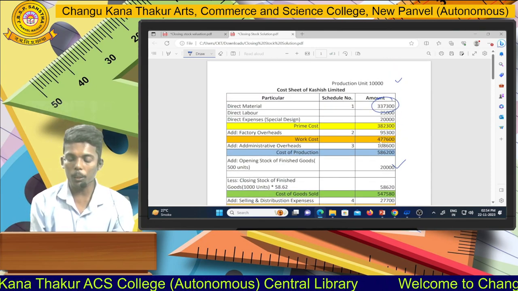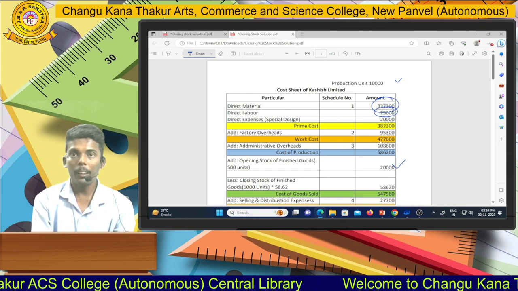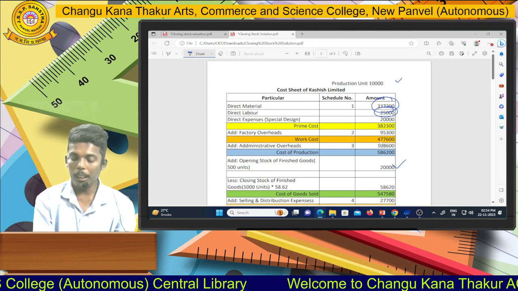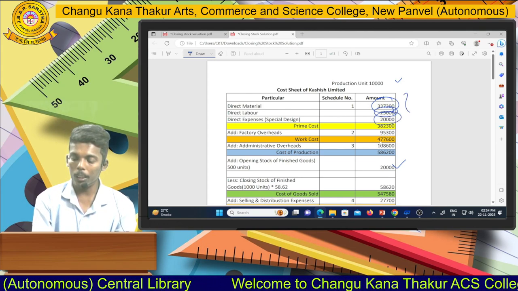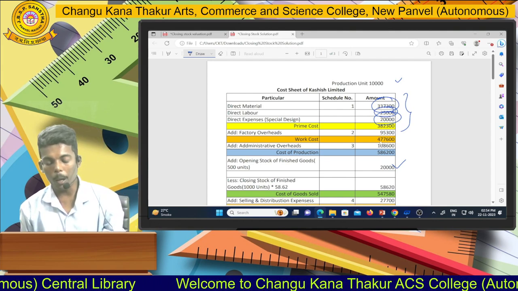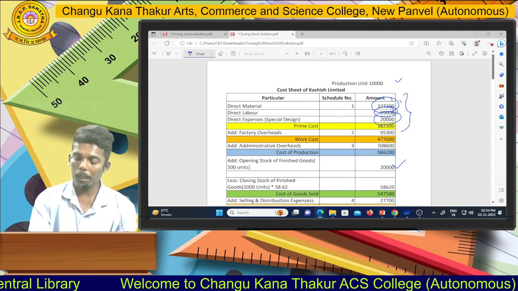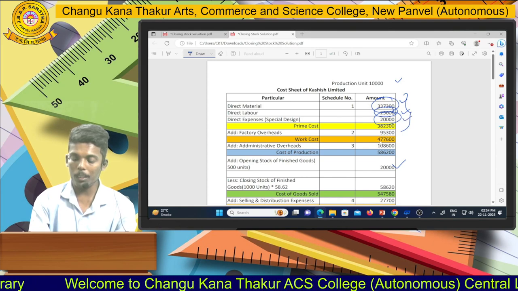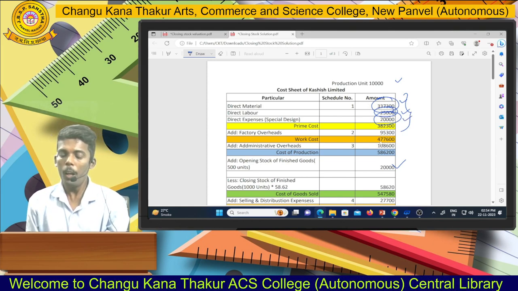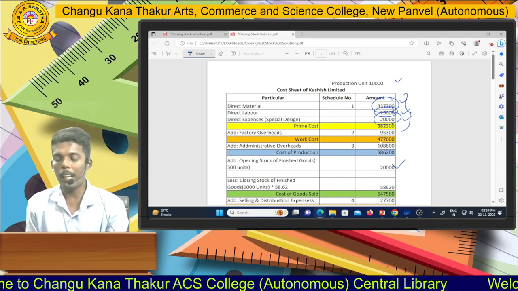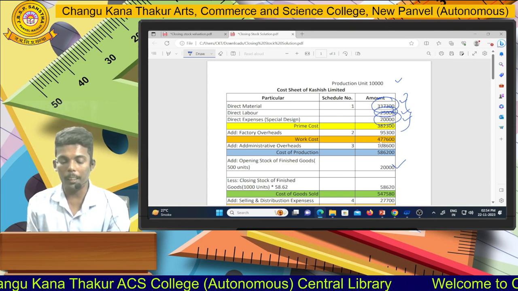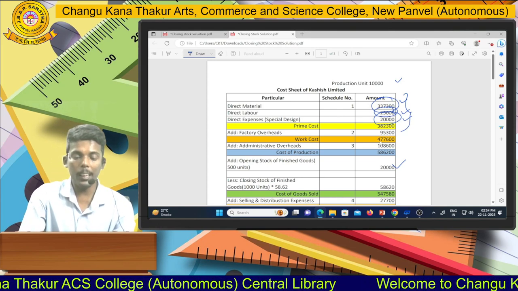3,37,300. Then they give direct labor amount 25,000. Then in the illustration they give direct expenses 20,000. Then according to the formula of the prime cost, we add the direct material, direct labor and direct expenses, and we get the exact amount of the prime cost, that is nothing but rupees 3,82,300.